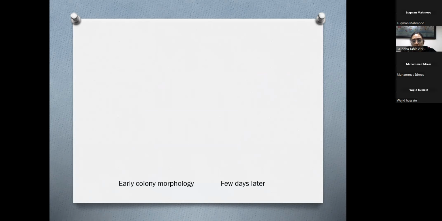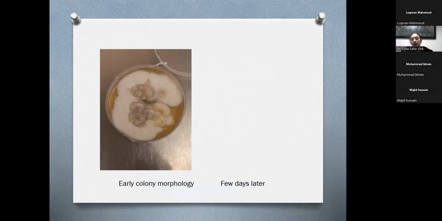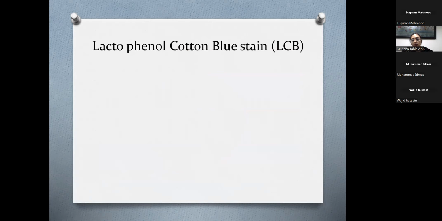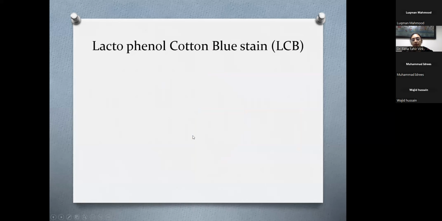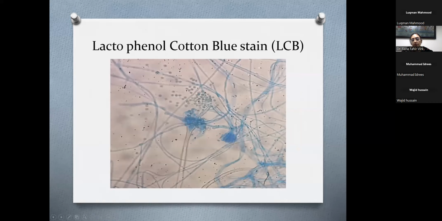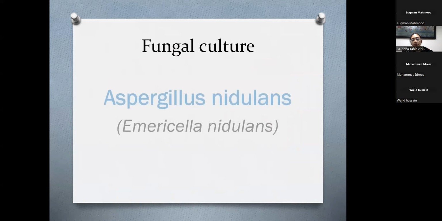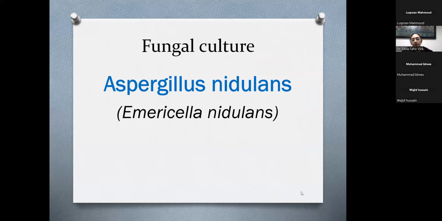So this is actually the colony morphology, the early colony morphology, and a few days later. Yes, these are the white mycelia. So we performed lactophenol cotton blue stain on these colonies, and we got this picture showing mycelia and the aspergillum and conidiophore and different conidia. The final fungal culture report came, and it was actually Aspergillus nidulans.